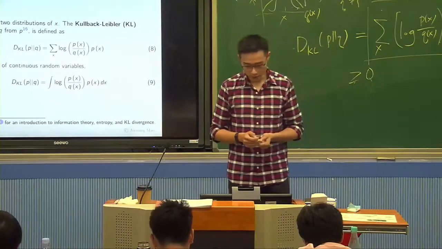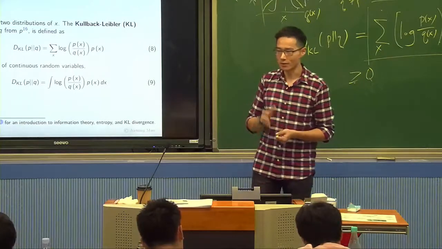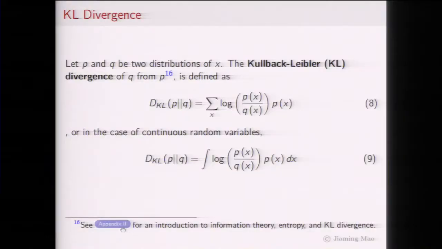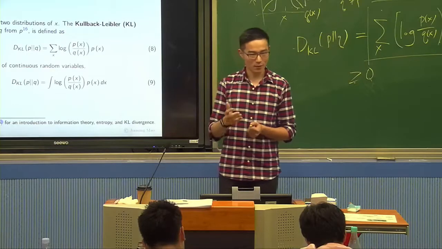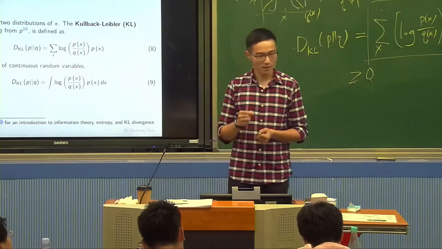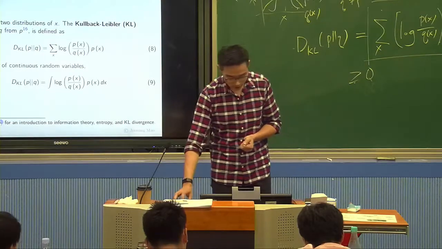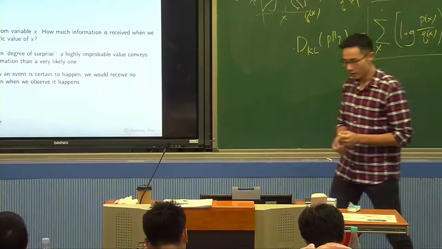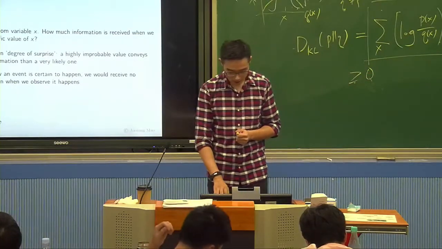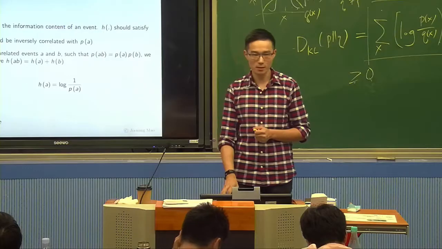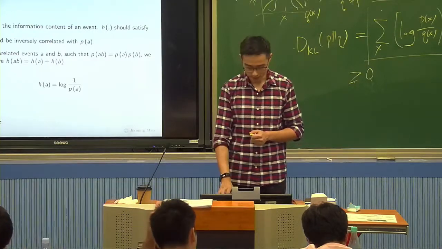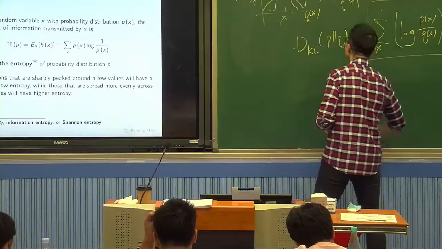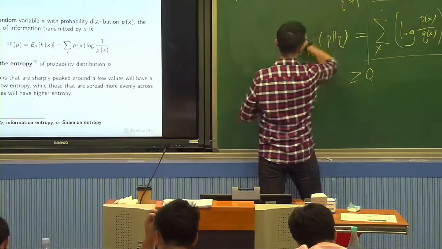All right. Now, where does this KL divergence come from? It comes from information theory. I'm not going to spend a lot of time going into detail because it's not central to our course, but you can read it in the appendix, some basic information theory. Now, let me just briefly talk about what KL divergence means in terms of information theory. So let's take a look at this.